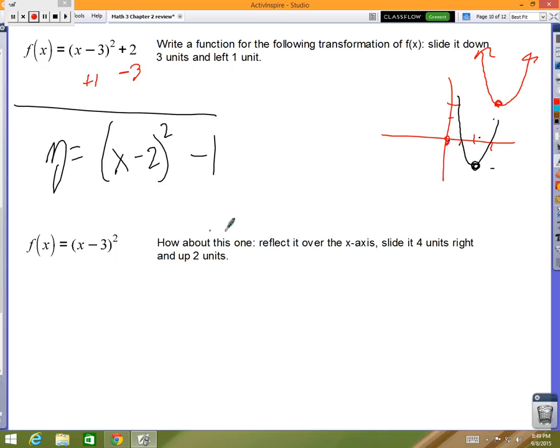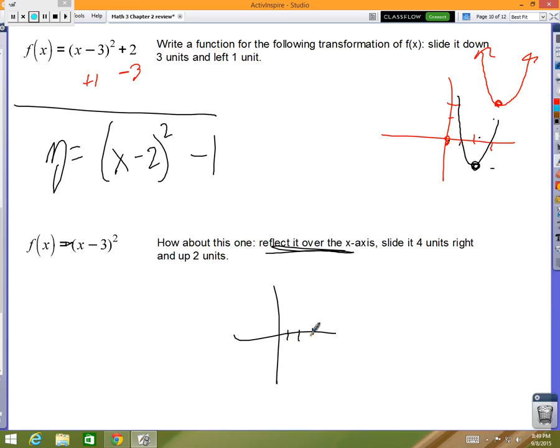Okay, how about this one? Reflect it over the x-axis. That is if you put a negative out in front. Negative flips it over. Slide it 4 units right and up 2 units. So the original x minus 3 is going to be 3 to the right.